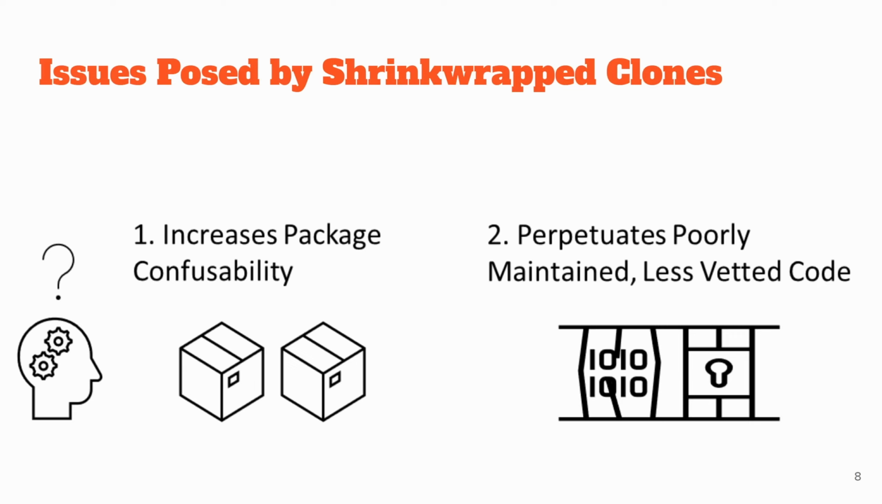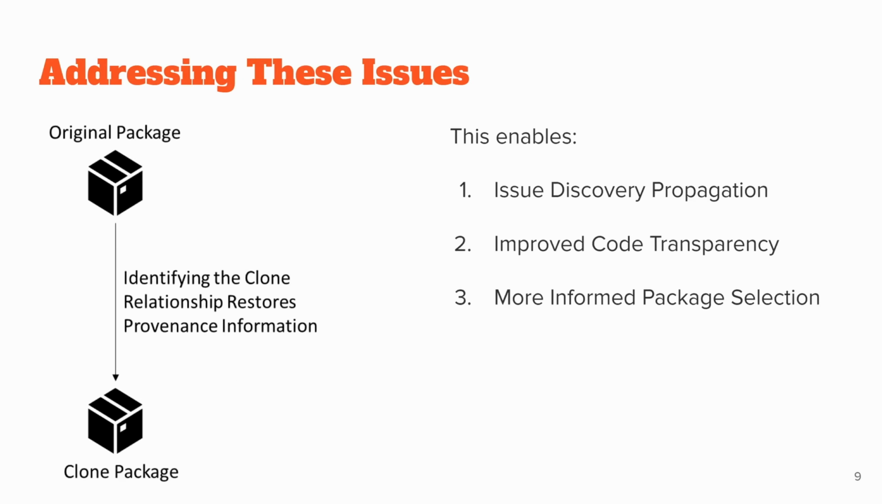And second is that clones perpetuate poorly maintained, less vetted code. We find that shrink-wrapped clones often lack regular updates and scrutiny as compared to the packages that they clone, and this works to perpetuate the existence of code issues in these clones. We find that the issues posed by shrink-wrap clones can be addressed by identifying the missing link between clones and their source packages, restoring needed provenance information.